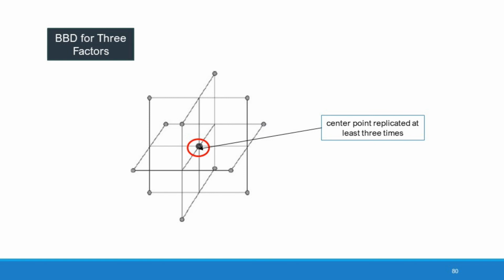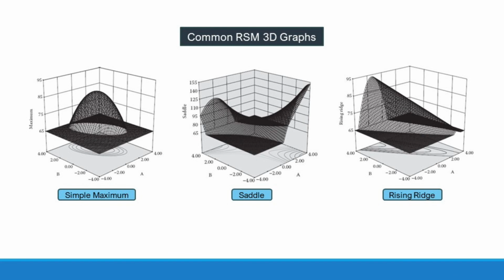Before we continue our sample problem, after the analysis of data and model generation, response surface graphs are also generated by the software to visually describe the effect of the factors you considered on the response. Usually, graphs may either be simple maximum, a saddle, or a rising ridge, as shown in the figures. However, it is also possible to obtain graphs that deviate from these common types.